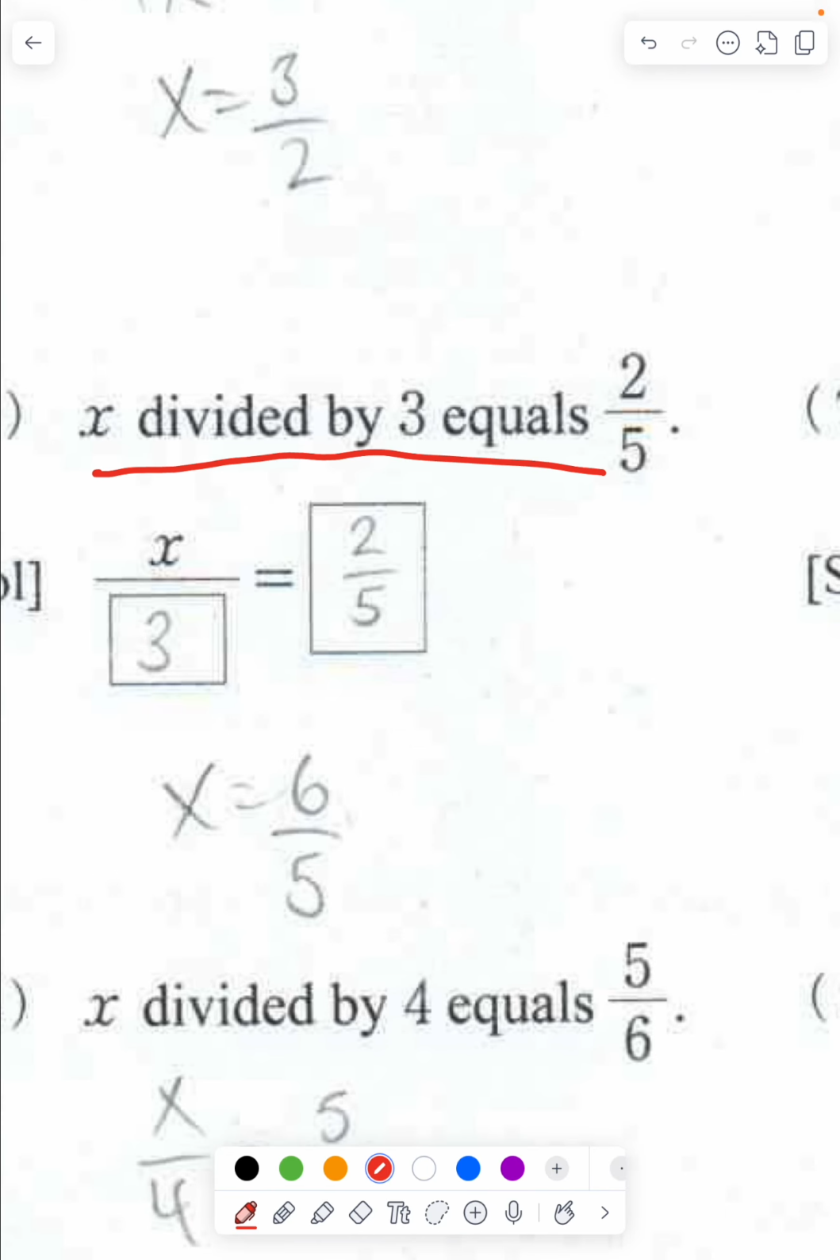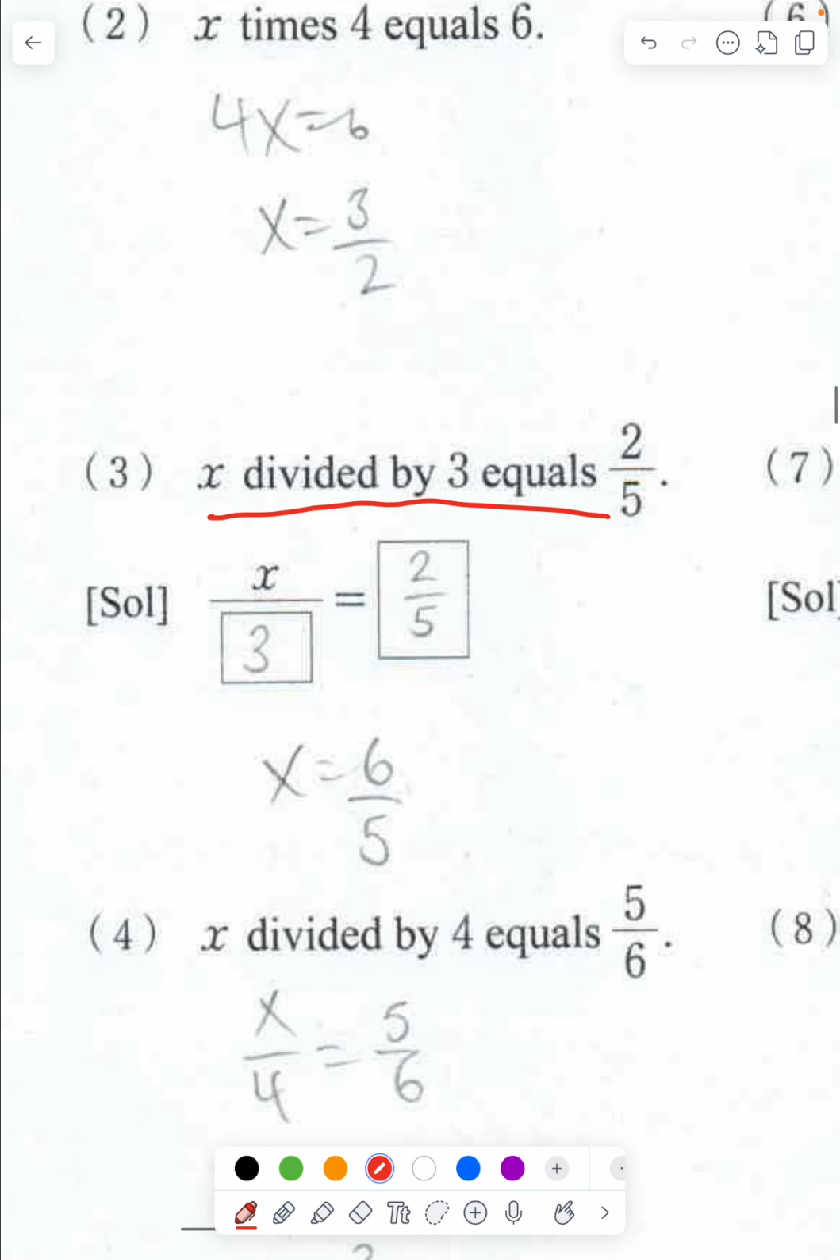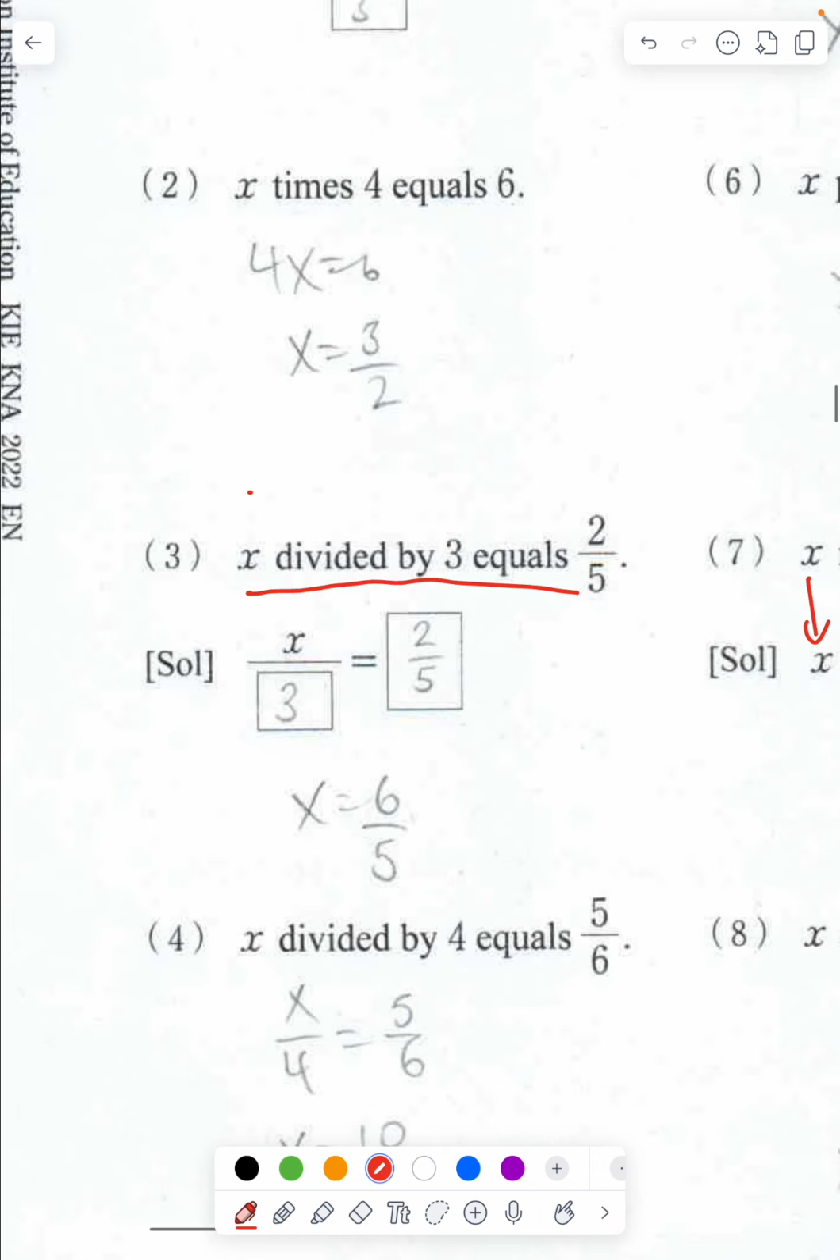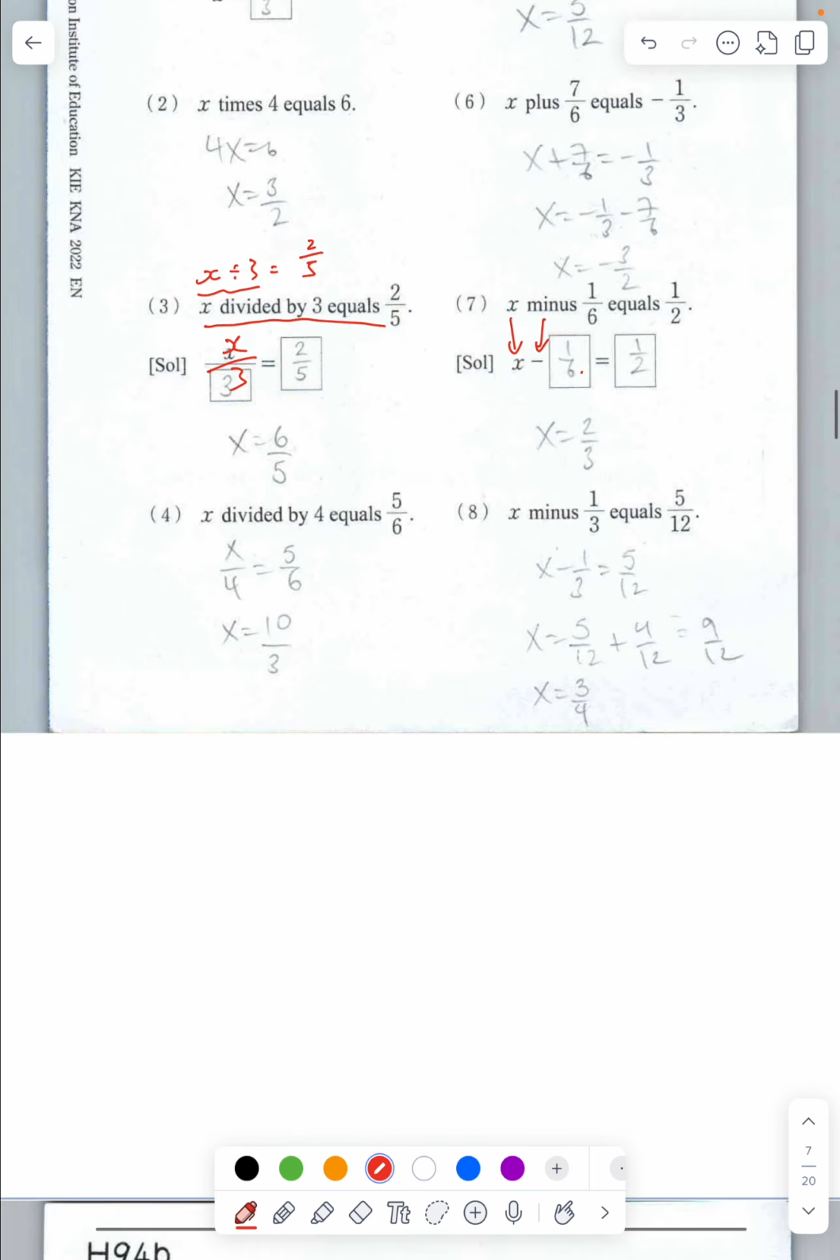Any questions? Good. So in question number 3 over here, x divided by 3 equal to 2 over 5. How do we represent divided by? There's two ways. We can do x divided by 3 equal to 2 over 5. But because we're in higher level, we can represent this by what? X over 3. That's also x divided by 3. Okay, any questions? All right.